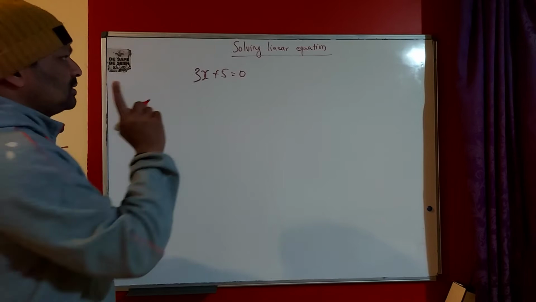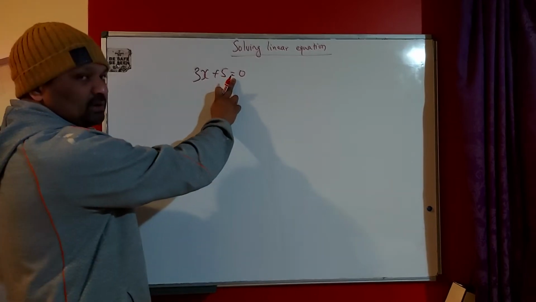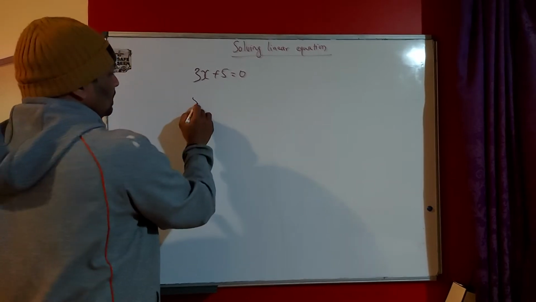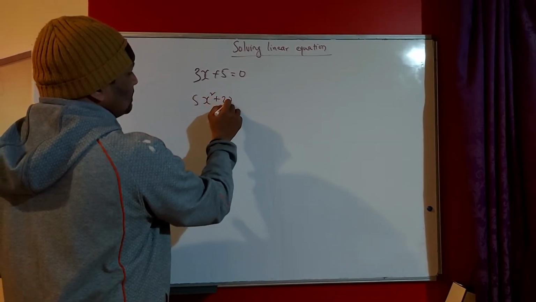It is a linear equation because of two things. One, there is an equal to symbol. The other, the power of x is 1. Okay, so is this a linear equation?